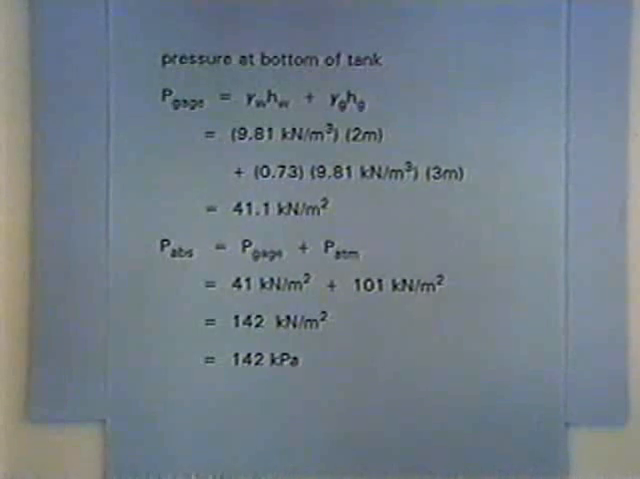And so the absolute pressure is the gauge pressure plus the atmospheric pressure. We've just computed the 41 kilonewtons per square meter, plus the atmospheric pressure of 101 kilonewtons per square meter. That gives us 142 kilonewtons per square meter, and people like to use the term Pascal to express a Newton per meter squared, and so 142 kilopascals.